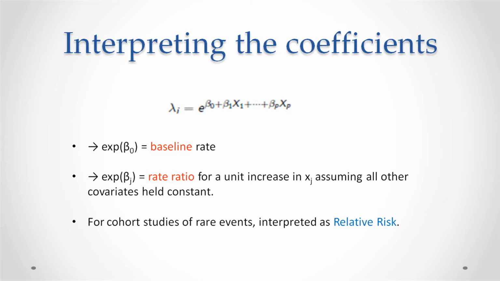Now note that the log linear model implies that lambda i is equal to e to the power beta naught plus beta 1 x1 up to beta p xp. Thus, if we set all other covariates x1 to xp equal to 0, we get lambda i is equal to e to the power beta naught. Thus, exponential beta naught can be termed the baseline rate. Recall that lambda i is a rate. It is the rate at which a certain process occurs over time, leading to the count yi.